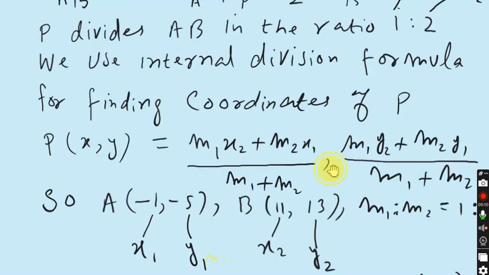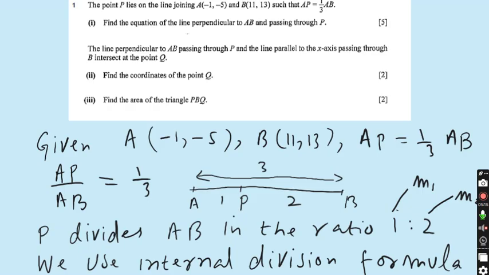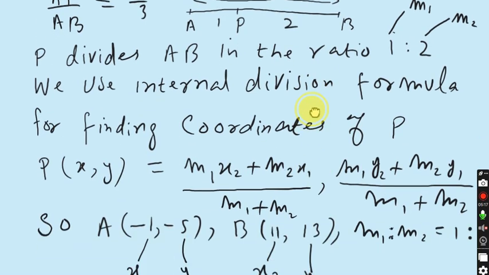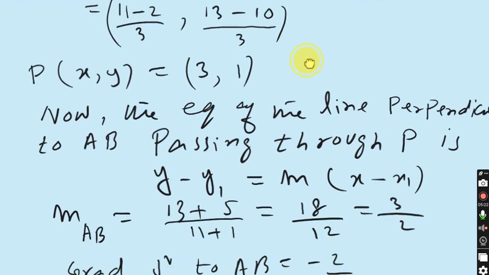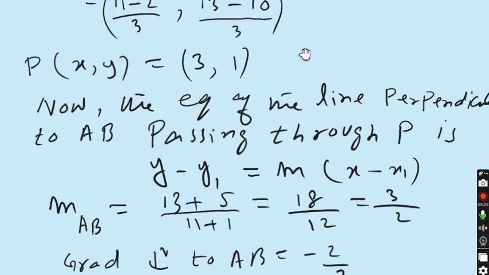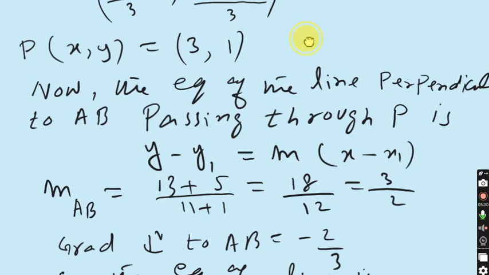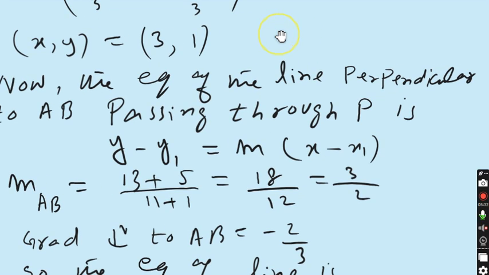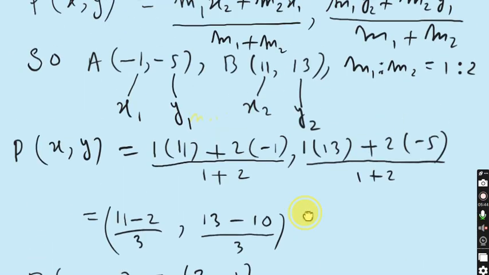What is our question? Our question is to find the equation of the line perpendicular to AB and passing through the point P. We got the coordinates of P, that is (3, 1), by using the internal division formula. Now the equation of the line perpendicular to AB passing through P, you can write the equation y minus y1 is equal to m times x minus x1. Here m represents the gradient. So first find the gradient of AB. Coordinates of A and B are given in the question.